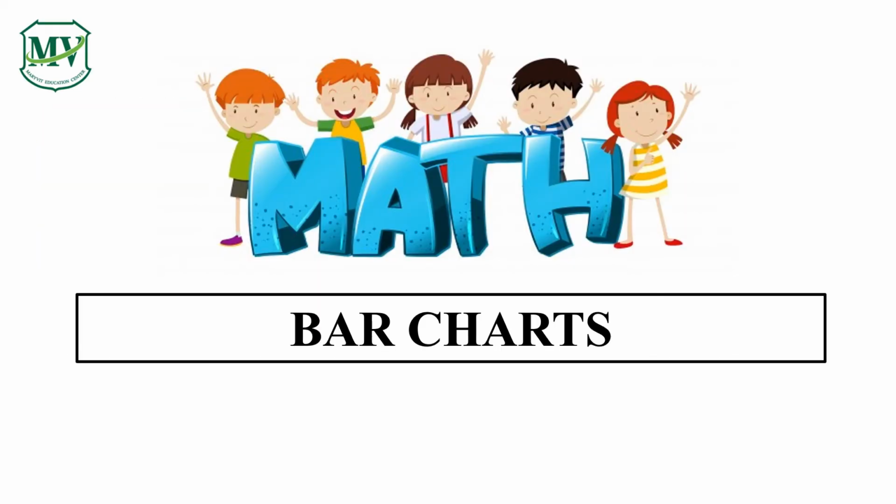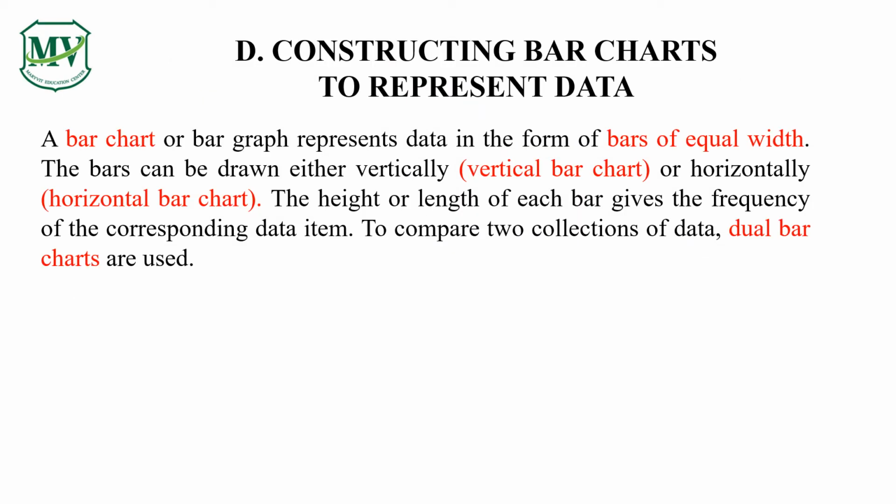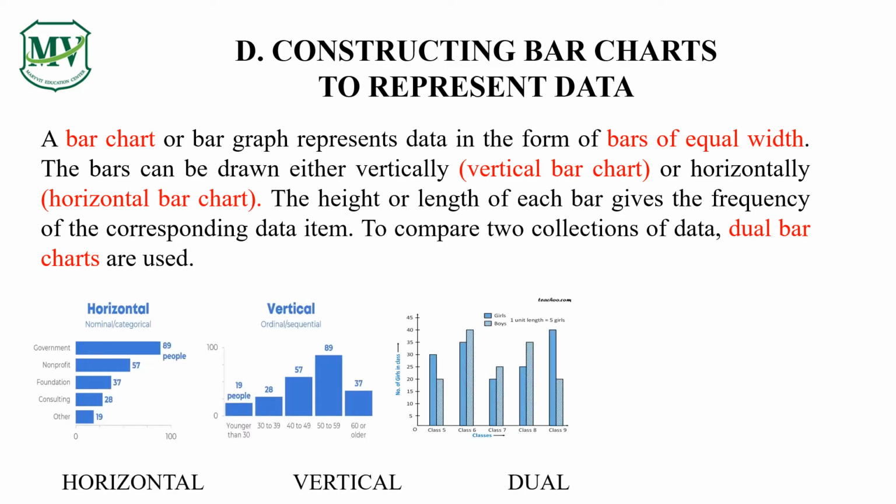Now, let's talk about bar charts. A bar chart or bar graph represents data in the form of bars of equal width. The bars can be drawn either vertically or horizontally. The height or length of each bar gives the frequency of the corresponding data item. To compare two collections of data, dual bar charts are used. These are examples of bar charts: horizontal, vertical, and dual bar chart.